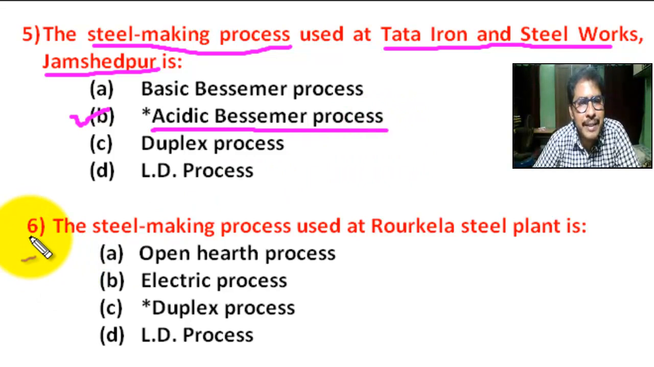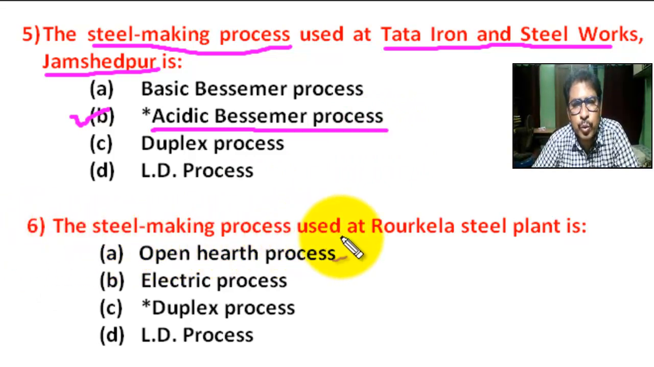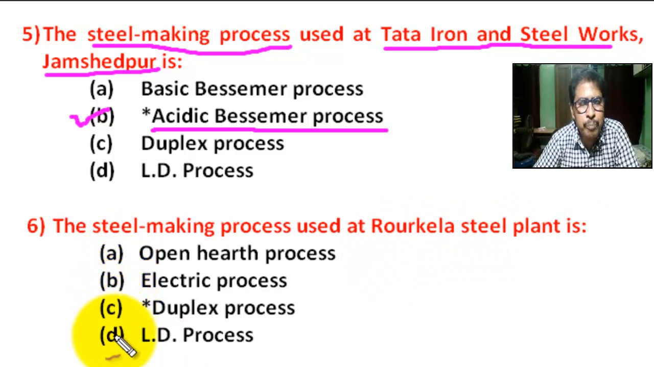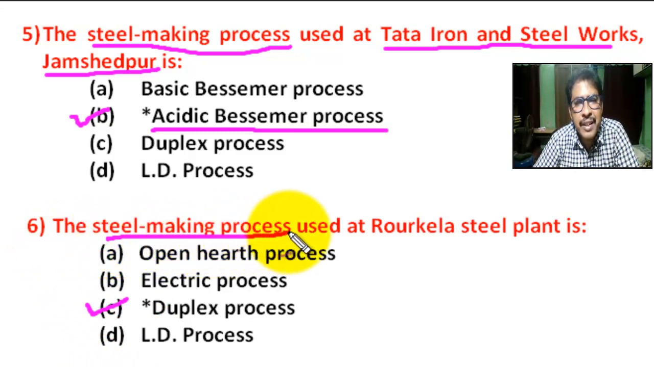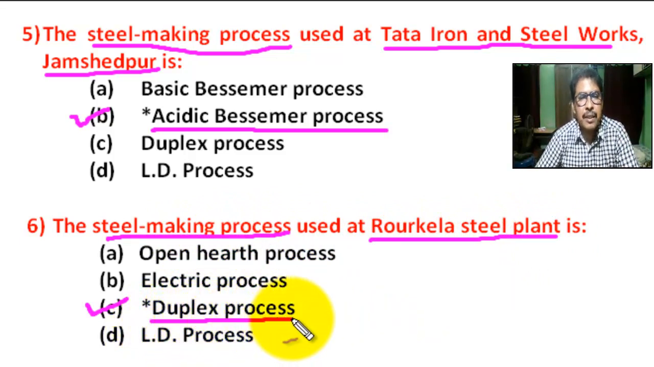Question number 6. The steel making process used at Rourkela steel plant is. There are 4 options. Correct answer is C. Steel making process used at Rourkela steel plant is duplex process.